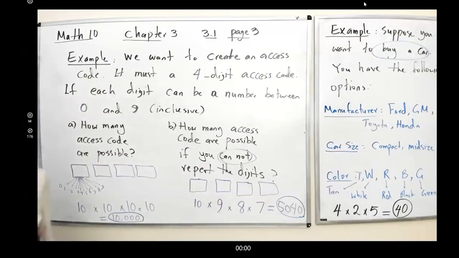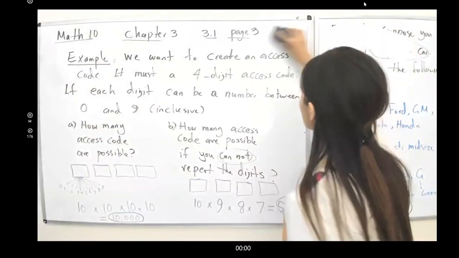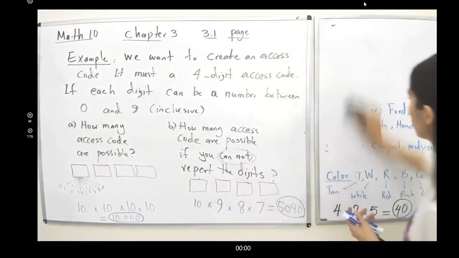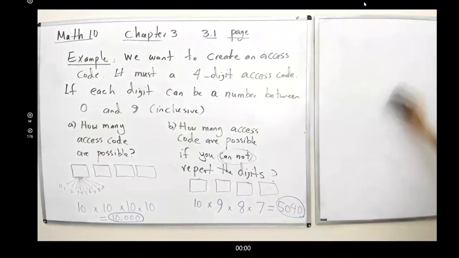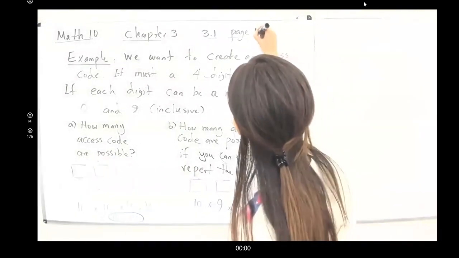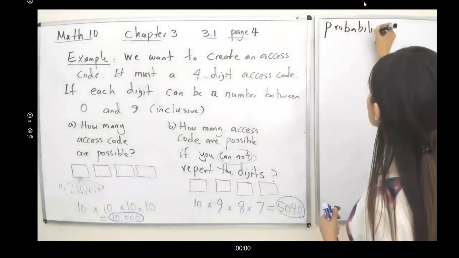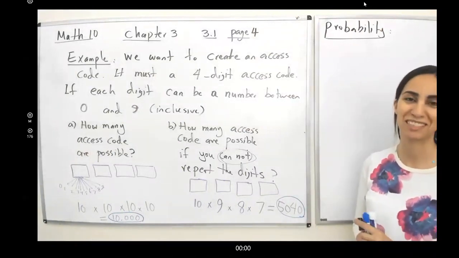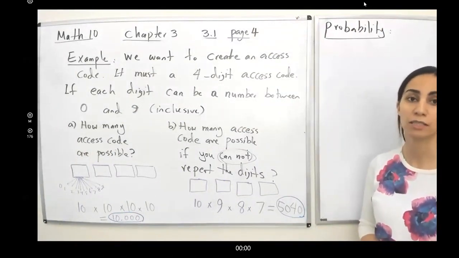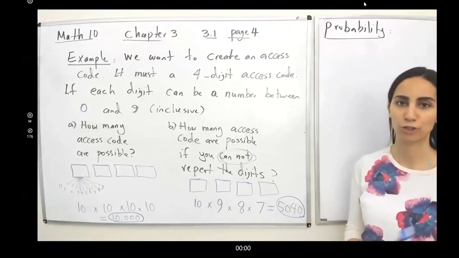Now we're going to actually introduce probability. On page 4, I'm going to write down the probability here. This is actually the classical probability. Why do you call it classical probability? Because in reality, we are working with more complicated functions.